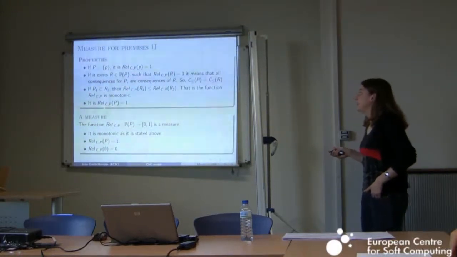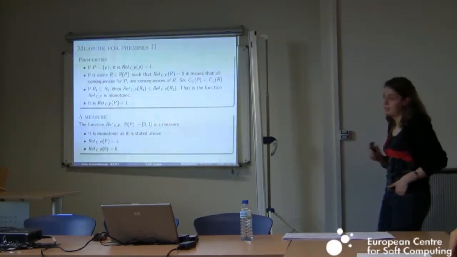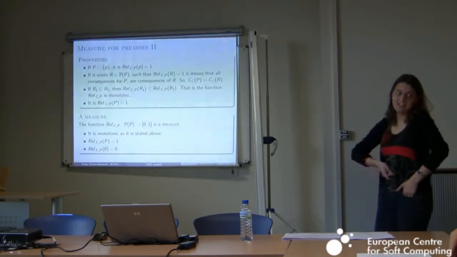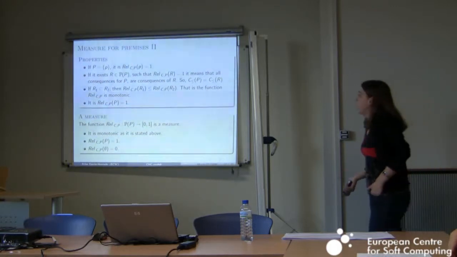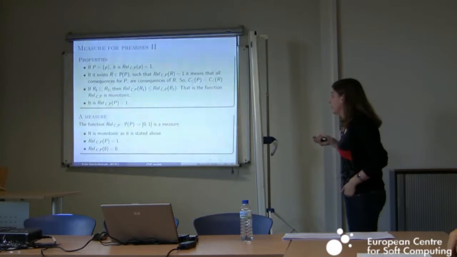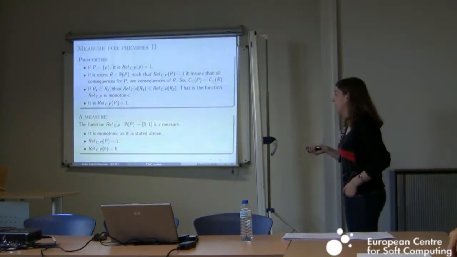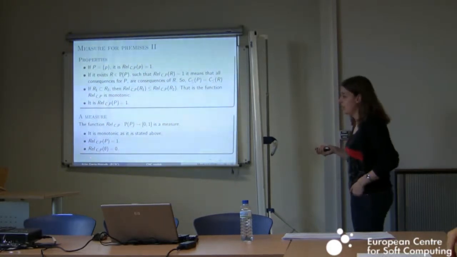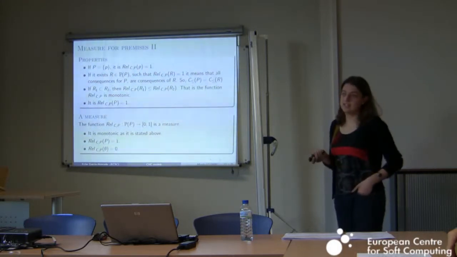And the relevance of all premises is always 1, because all premises allow us to deduce. Well, as it is monotonic, and there are an element that has relevance 1 and an element that has relevance 0, we can consider that it is a measure.